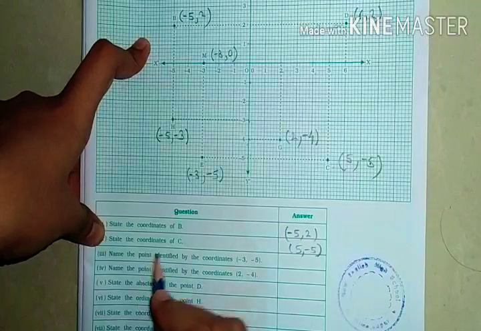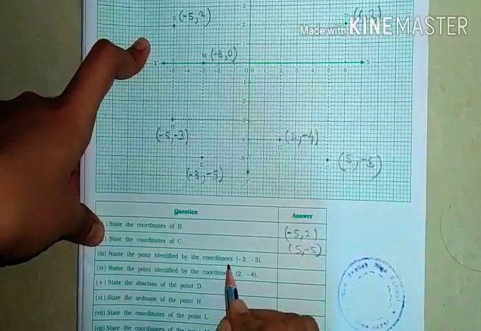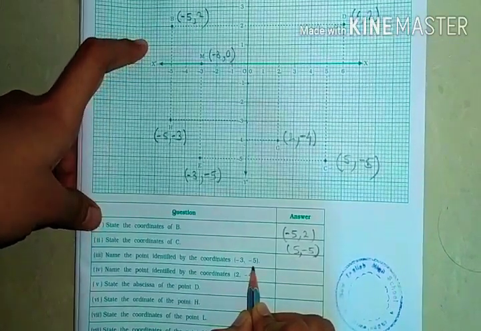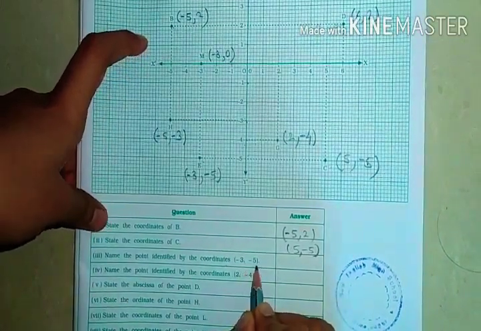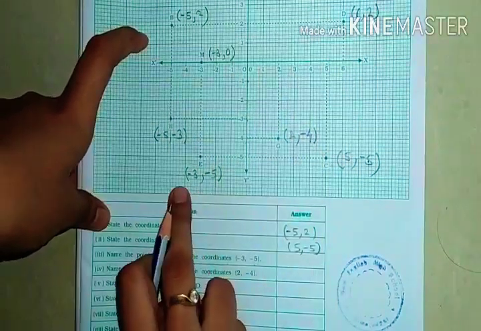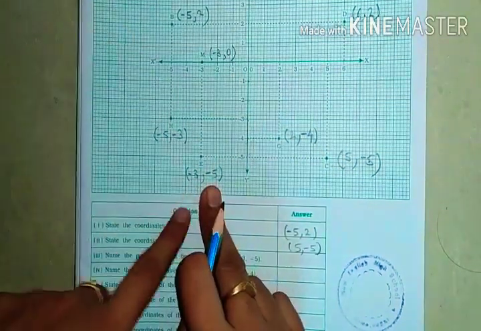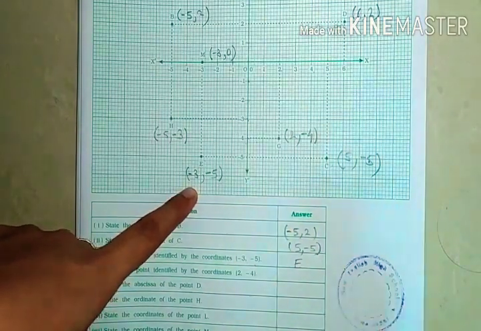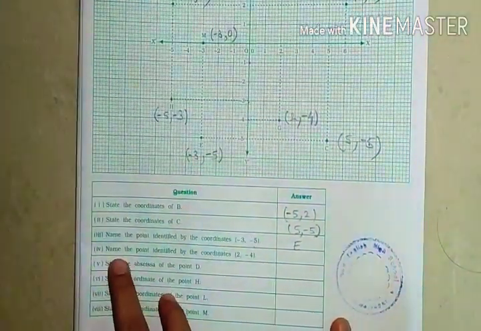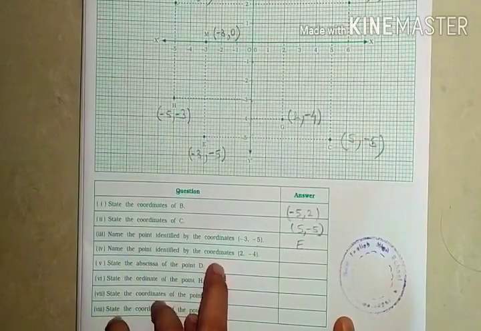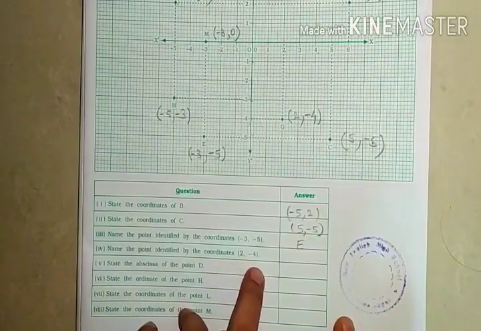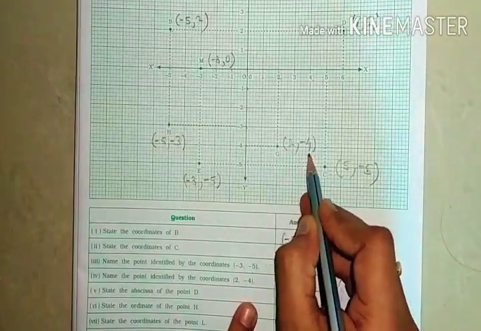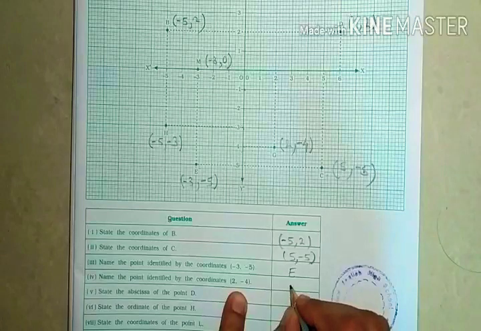Name the point identified by the coordinates (-3, -5). Which point is located at (-3, -5)? In this figure you can see here is (-3, -5). So which point? It is the point E. Next, name the point identified by the coordinates (2, -4). Find out, here is (2, -4). Therefore the point is G.